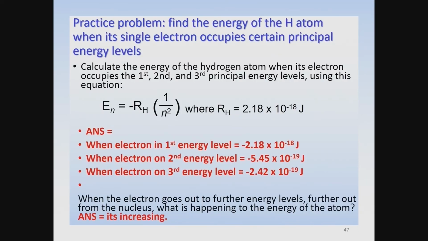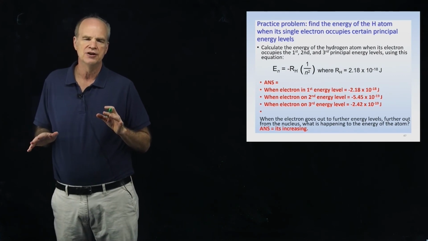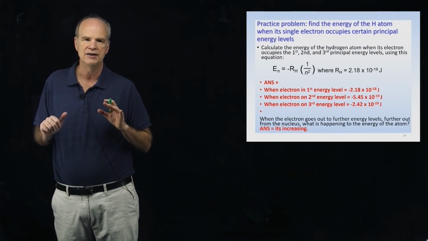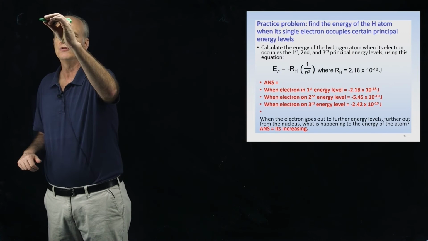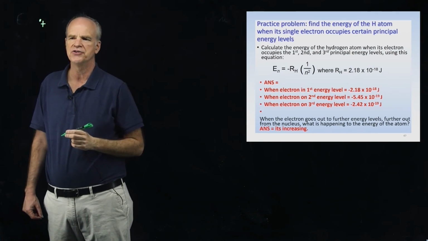Okay, so here I have a problem that I want to go over: find the energy of the hydrogen atom when its electron occupies the first, second, and third principal energy levels using this equation. So I'm going to go to the glass board here and try to explain this a little bit. Let me draw a quick picture of how Bohr thought of the hydrogen atom. So we have a nucleus here, and to indicate that it has a proton there, I'm going to put a positive charge there.